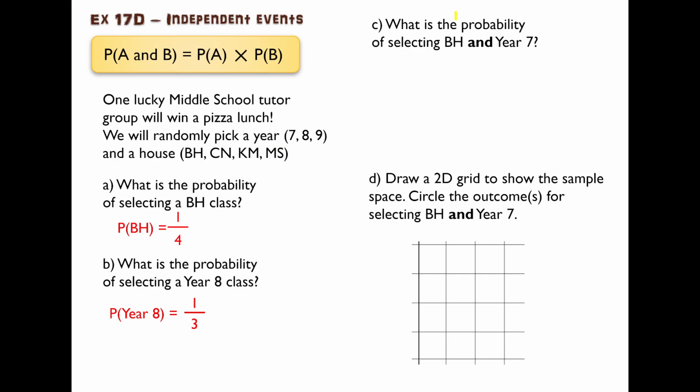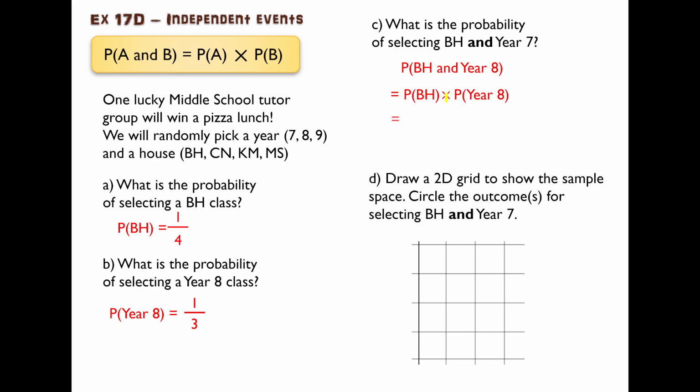We can look at the probability of selecting BH and year 7. We can use this formula because they are independent events. Well, the probability of getting BH and picking year 8 is the same as the probability of BH. To split it up, what symbol goes here? What do I have to do to these individual probabilities? Do I add them, subtract them? I have to multiply them together.